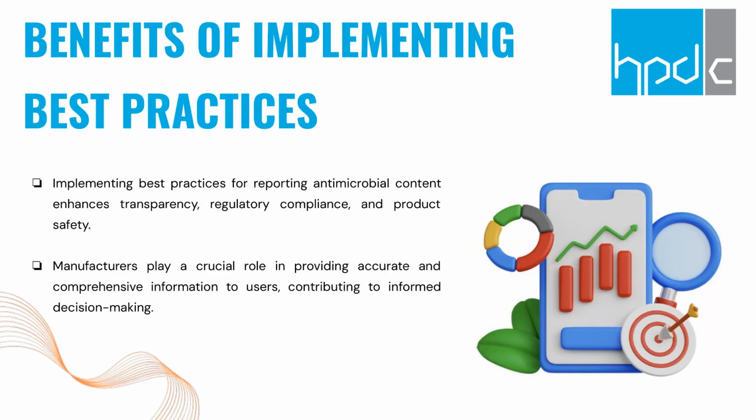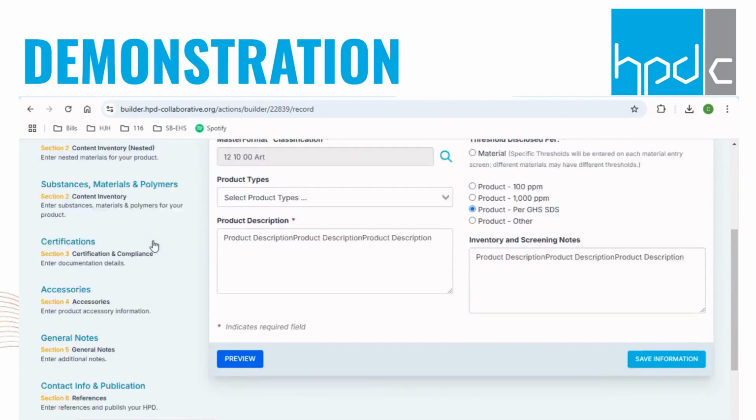Implementing best practices for reporting antimicrobial content is a collaborative effort that enhances transparency, regulatory compliance, and product safety. Accurate and comprehensive information from manufacturers empowers healthcare providers and consumers, leading to better decision-making and more effective management of antimicrobial agents. This, in turn, helps mitigate the risks associated with antimicrobial resistance, safeguarding public health. Here we have a demonstration of the process.